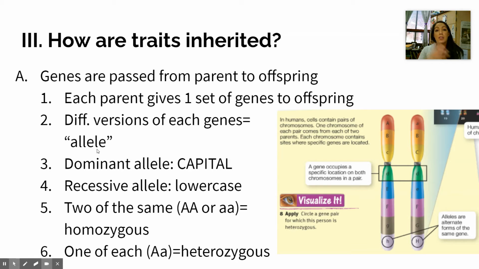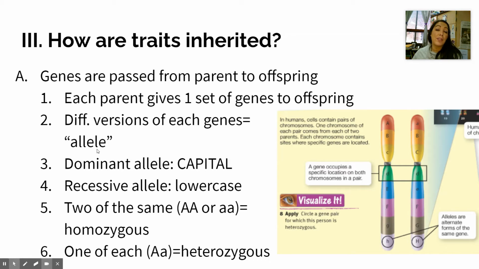So to kind of give us that example that we used a couple of slides ago with those green and yellow pea pods, the green would be a capital, probably G, and then the yellow would be a lowercase g. You would not end up using different letters because we're talking about the information for the same gene. You're going to use the same letter, just one's capital, one's lowercase.